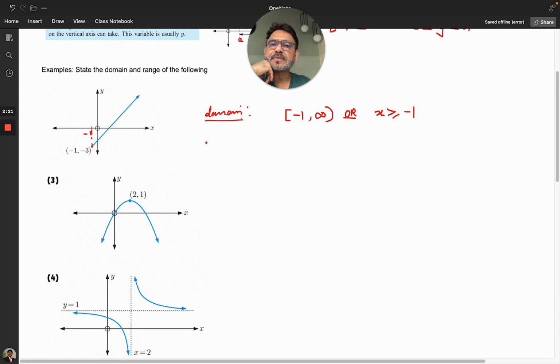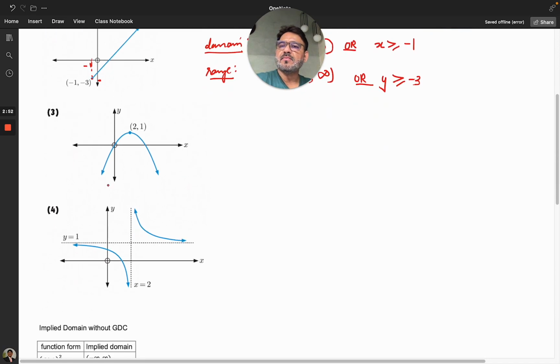Range. When you're finding the range, what you need to do is minimum y value, maximum value. Lowest and highest. Domain is leftmost and rightmost. This is lowest and highest. So lowest value it takes is -3. -3 is the lowest value. And this graph keeps on going up. So this is going to infinity. Infinity is the highest value. Or if you want to write like this, y is greater than equal to -3. This is the range.